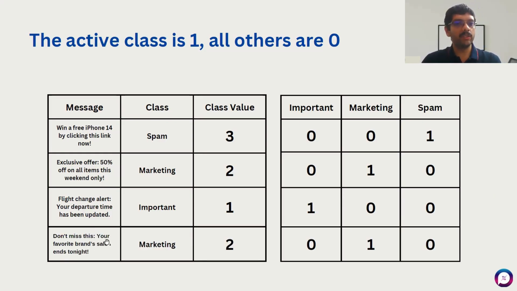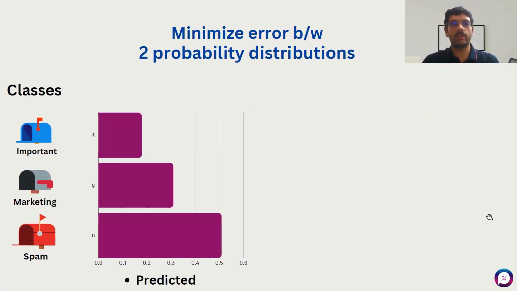Another one: don't miss this, your favorite brand sale ends tonight. It's a marketing email, class 2, so 0, 1, 0. So this way you can take the output label, whatever class it belongs to, and write it in this one hot encoding form. Okay, so now that we've understood that, what is the problem we're solving in this case?